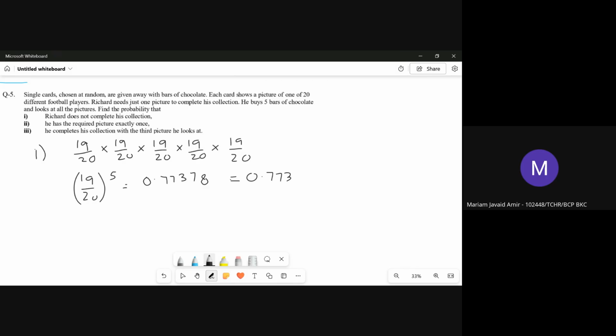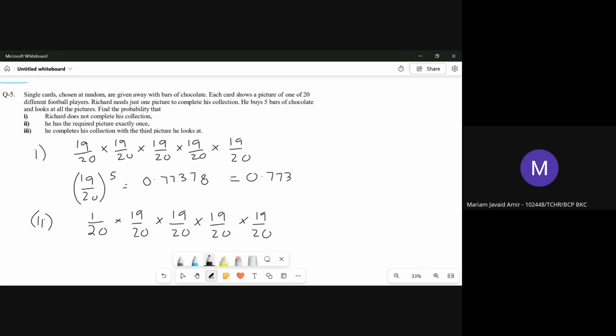Part 2 is he has the required piece exactly once. अच्छा, अब एक दफ़ा इनमें से required piece आ गया. So the probability of getting the required piece will be 1/20. So I'm writing that first. Let's say the first time he got the card that he was looking for. So that probability would be 1/20. And then in the other four bars, he's getting the old cards that he already had. So that would be 19/20, another 19/20, another 19/20, and another 19/20.